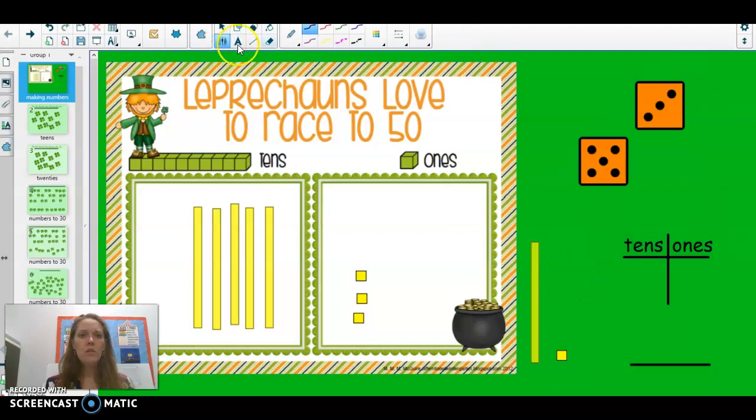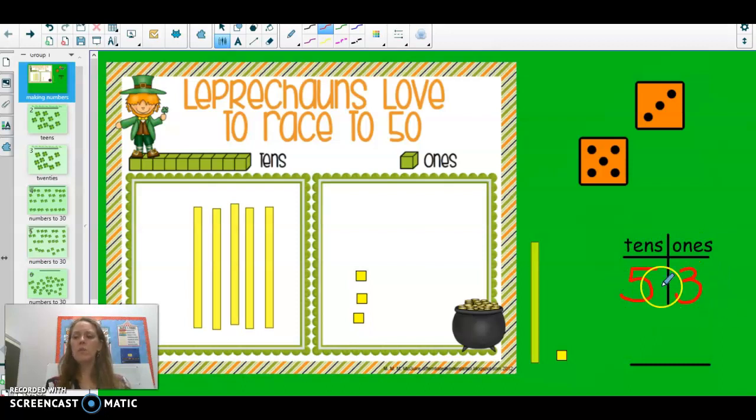So I'm going to come over here. And for tens, we have 1, 2, 3, 4, 5 tens. So I was going to write my number 5 here. And 3 ones are right here. So what number is 5 tens and 3 ones?